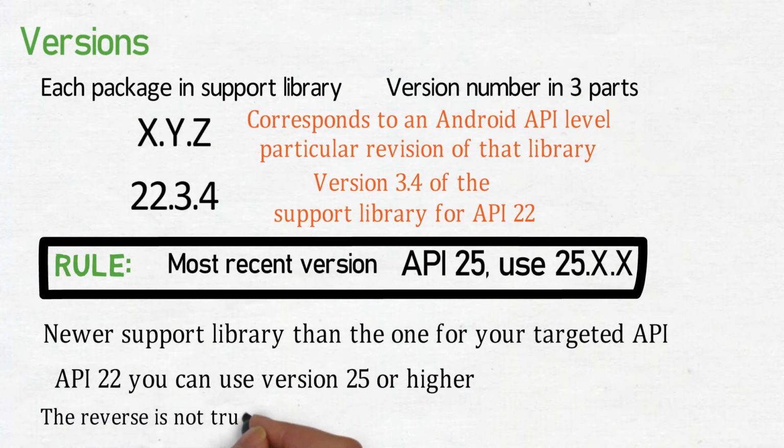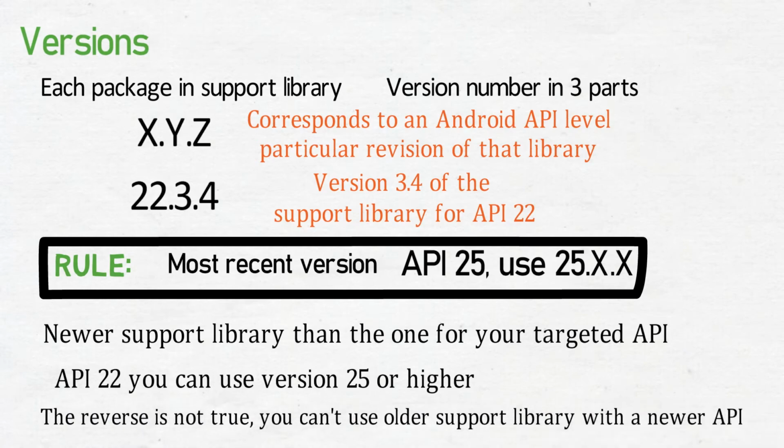The reverse is not true. You cannot use an older support library with a newer API. As a general rule, you should try to use the most up-to-date API and support libraries in your app.